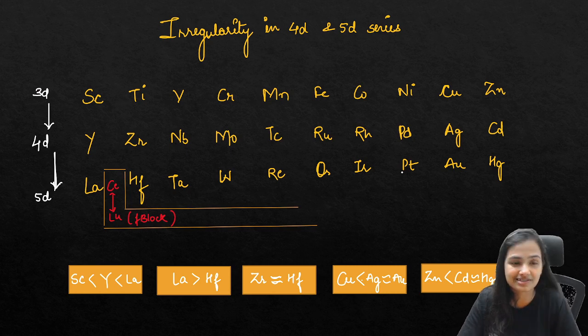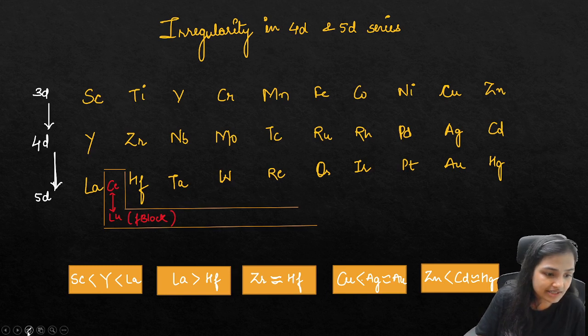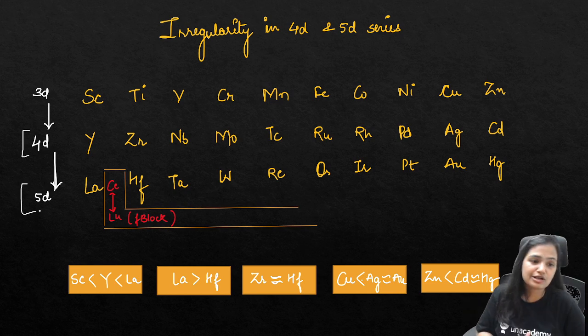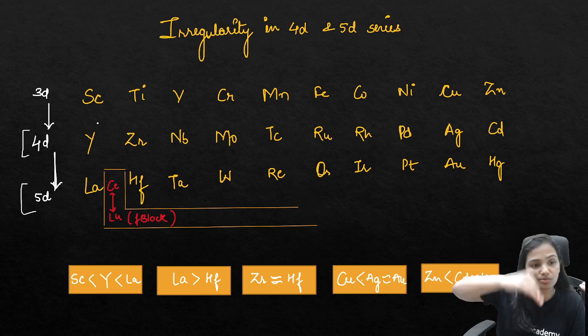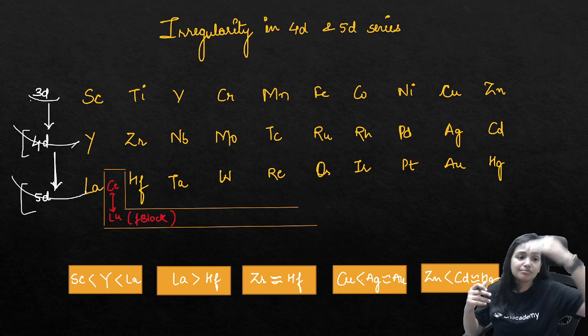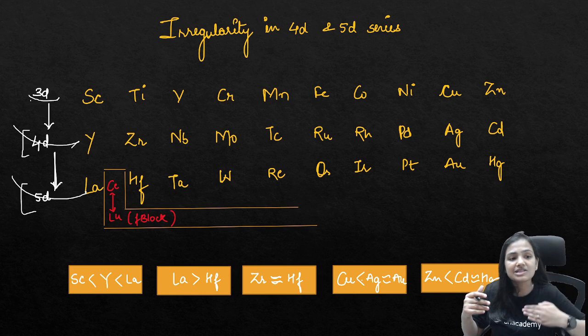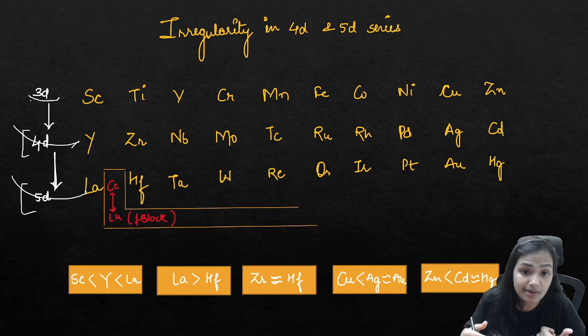Now here comes the last irregularity in the 4D and the 5D series. So we have already seen the 3D series. Now we will be focusing on the 4D and the 5D. What happens? So first of all, guys, now we are going to do a comparative study, that is top to bottom. Okay, that is when we will be moving from top to bottom. This is 3D, this is 4D, this is 5D. So our expectation is that the number of shells is increasing, so the size must increase. But does this actually happen or not?